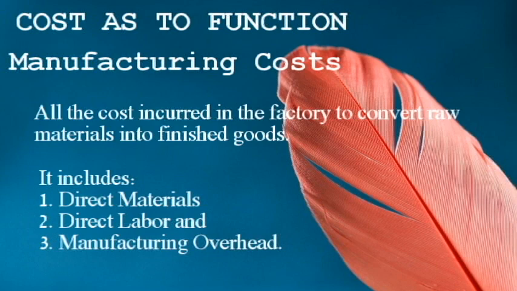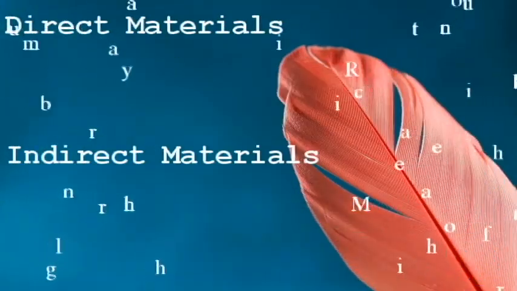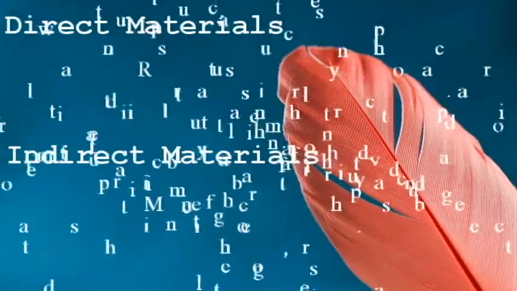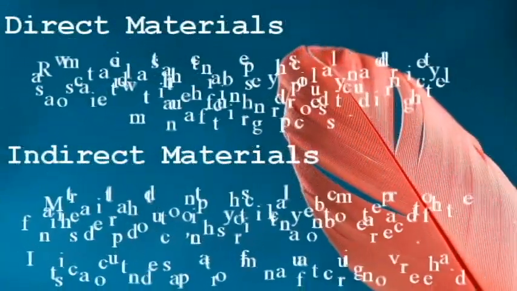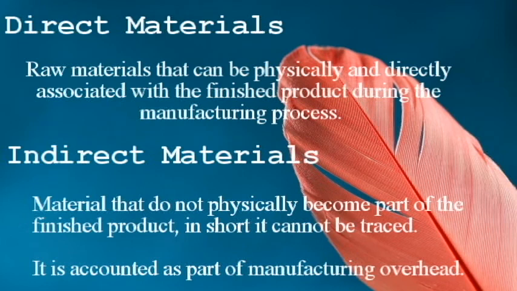Manufacturing costs are all the costs incurred in the factory to convert raw materials into finished goods. It includes direct materials, direct labor, and manufacturing overhead. Direct materials are raw materials that can be physically and directly associated with the finished product during the manufacturing process. Indirect materials are materials that do not physically become part of the finished product. In short, they cannot be traced. They are accounted as part of manufacturing overhead.